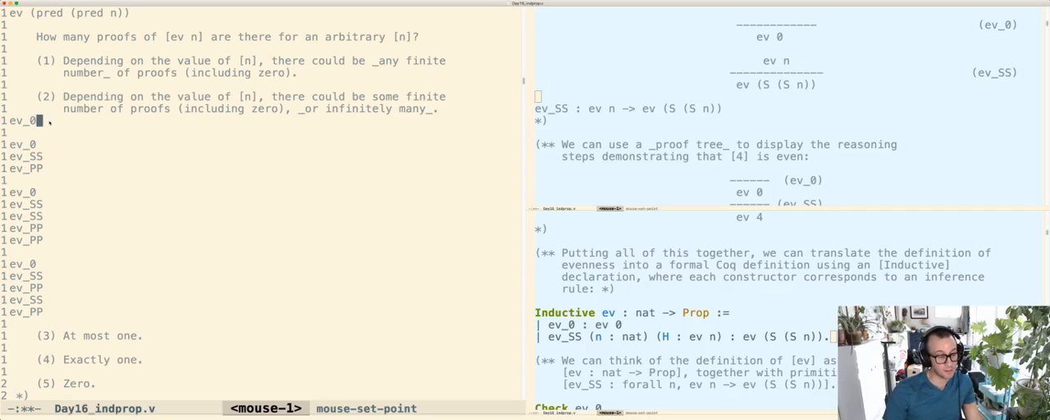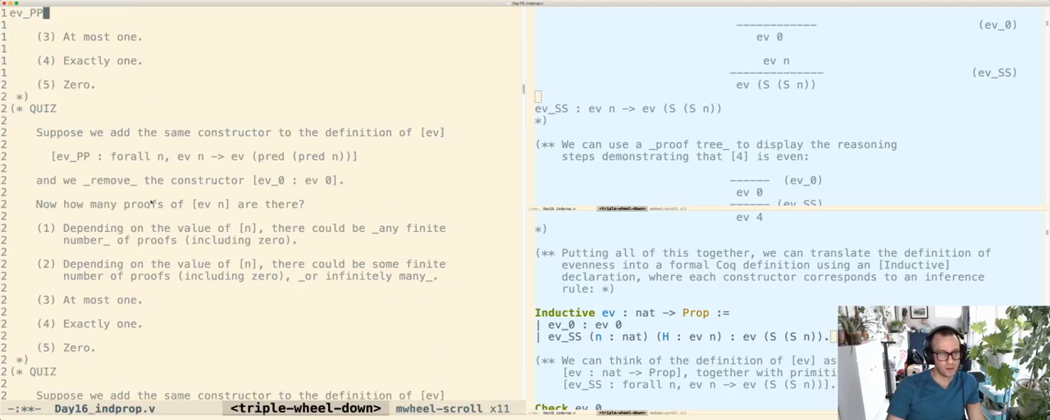What do I mean by distinct proofs? I mean, well, look, the conclusion's the same, but the way we got there is really different. So in one proof, we'd say just apply EV0. And another would say apply EV0, apply EVSS, apply EVPP, right? Or the opposite order, right? Or we'd say this, or we'd say this. All these would be different proofs.